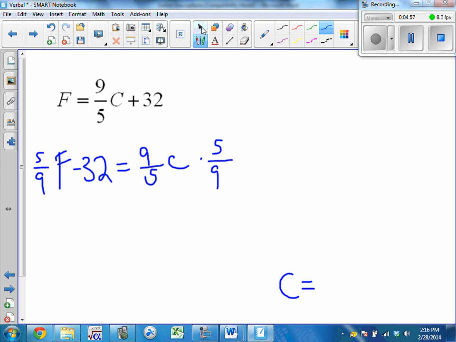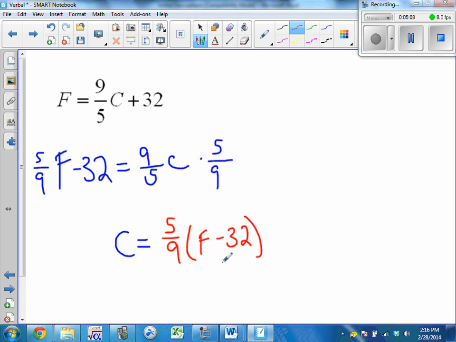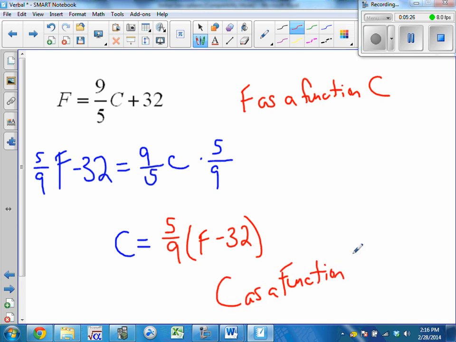Let's move this over here. We don't need that much room. C is 5/9 times F minus 32. These are examples of this is F as a function of C. Down here, this is C as a function of F. So it's just a matter of writing it the correct way to solve for the correct variable.